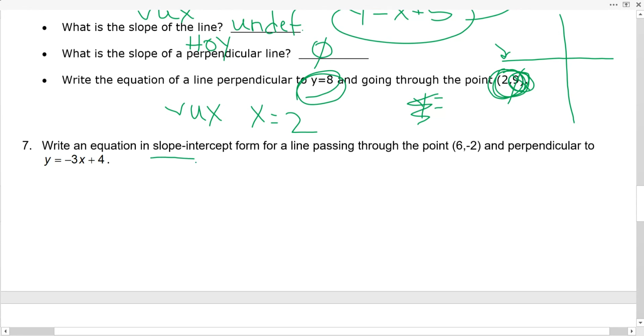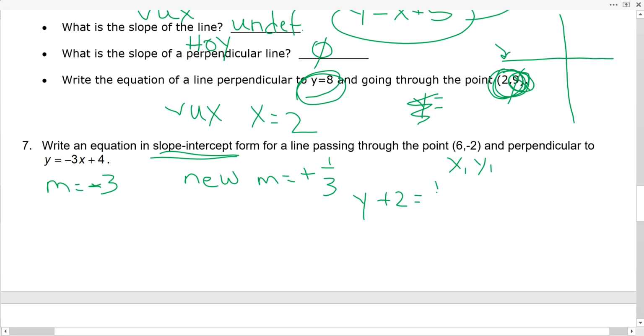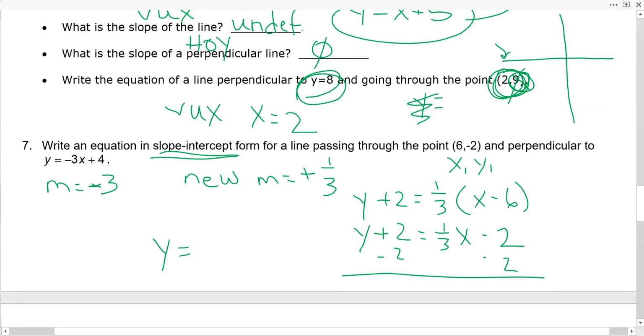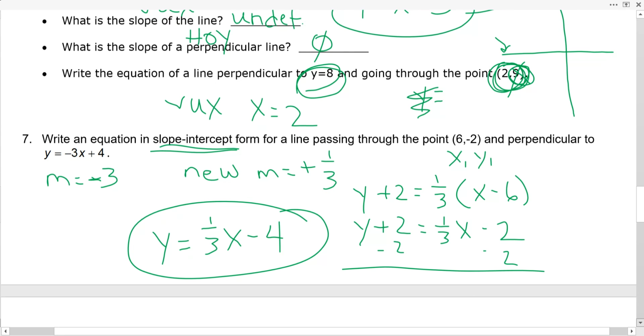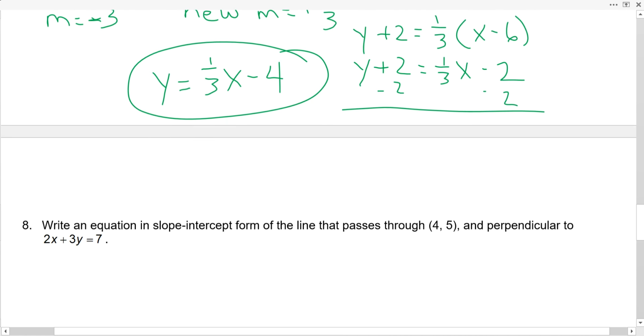Okay, so number 7. I'm doing slope-intercept. My slope is -3. So my new slope is going to be positive 1/3. So I have that slope, and I have x1, y1. So I'm going to have y plus 2 equals 1/3 times x minus 6. y plus 2 equals 1/3 x minus 2, because 6 divided by 3 is 2. I subtract 2 from both sides. y equals 1/3 x minus 4. Slope-intercept. Gee, I hope the next one has to be for standard. Oh, nope, it didn't. Not there yet.